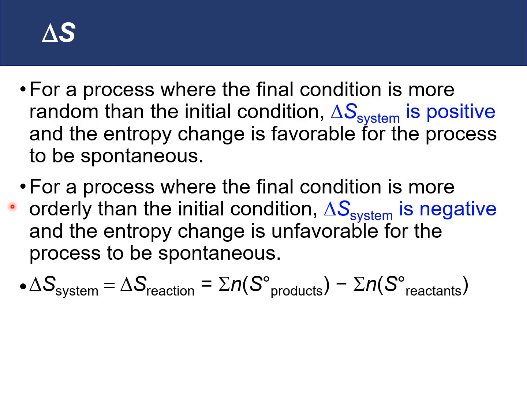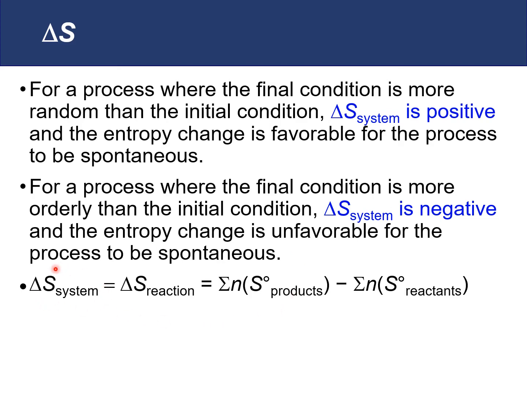For a process where the final condition is more orderly than the initial condition, the change in entropy of the system is negative, and the entropy change is unfavorable for the process to be spontaneous. The process can still be spontaneous if it is exothermic and creates a large amount of entropy in the surroundings so that the net change in entropy is greater than zero. But the fact that the change in entropy of the system is negative reduces some of the driving force for the reaction to occur.